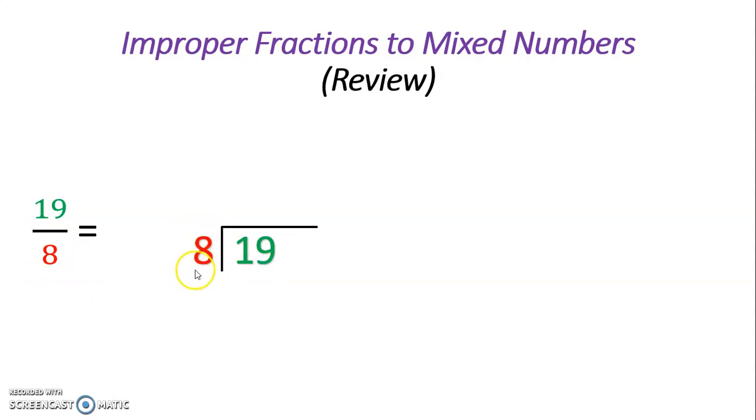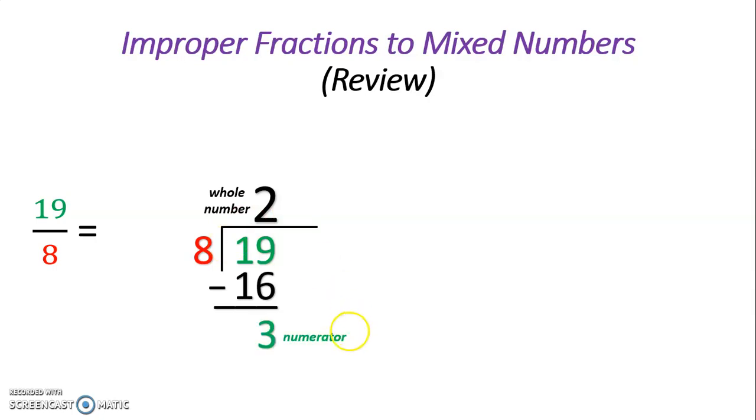We're going to see how many groups of 8 are in 19. The closest that we can get without going over is 2. That will represent our whole number in the mixed number. 8 times 2 is 16. We'll continue our division process. When we subtract, we are left with 3. 3 will be the numerator of our mixed number, and our denominator will actually stay the same. So it will be 8. So 19/8 as an improper fraction will convert to 2 3/8 as a mixed number.